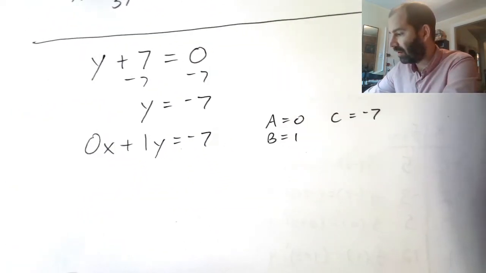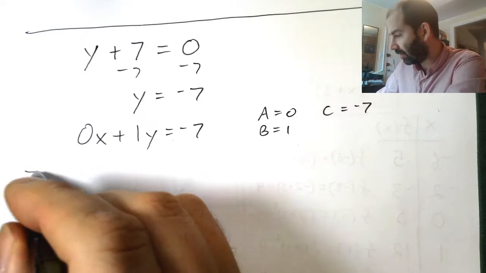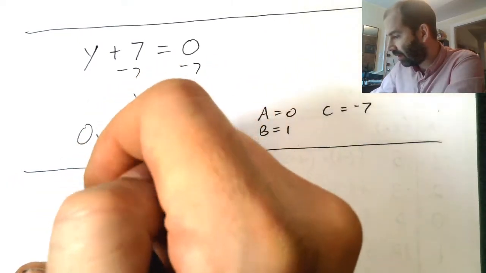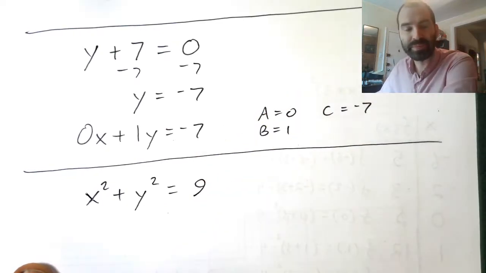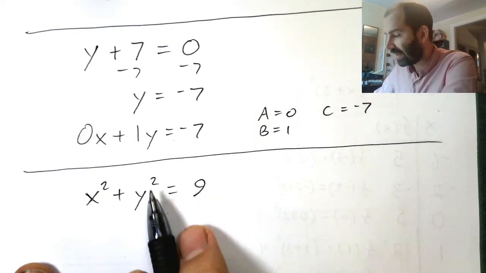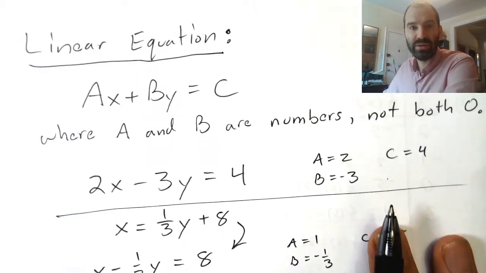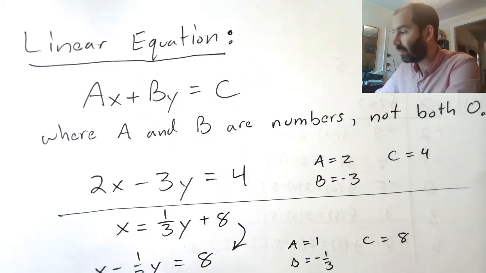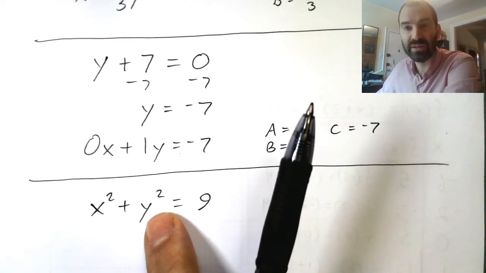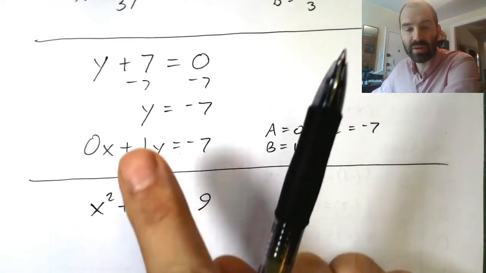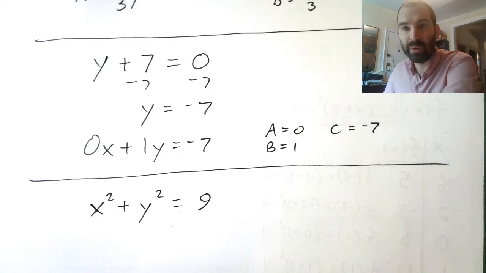Well, what about this guy? Let's try another one. x squared plus y squared equals 9. Can I get this into this form? Well, the answer is no. There's no way to get rid of these squares so that this gets into that form.